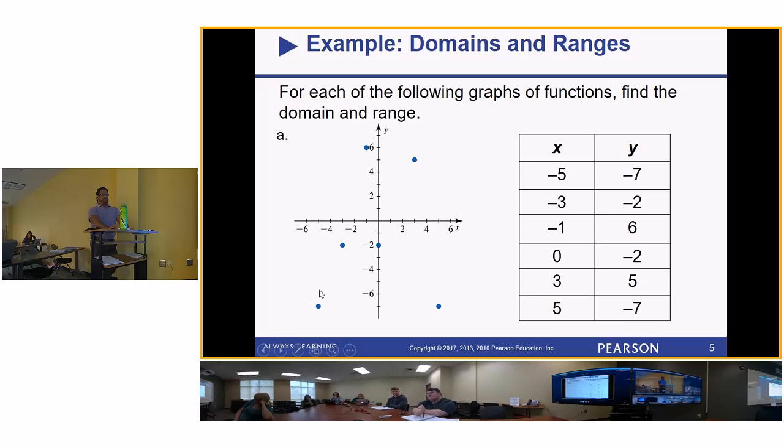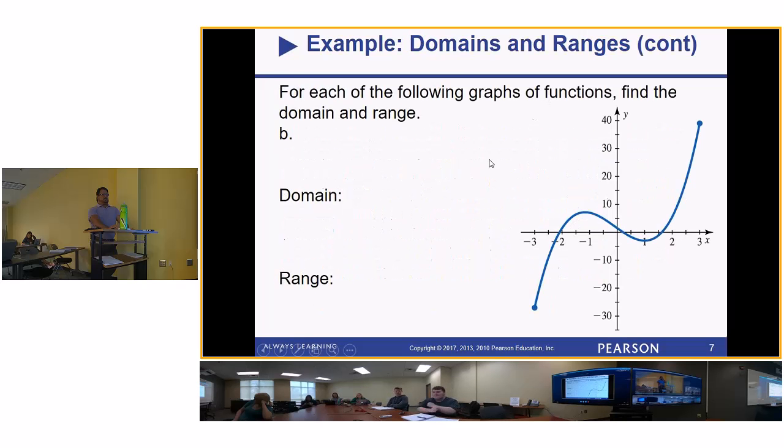But if it's not a curve, if you don't have a line between dots and dots, you have to list -5, -3, -1, 0, 3, and 5. That's the domain. The range is -7, -2, +5, +6. Your range would have four numbers: -7, -2, +5, and +6. So you wouldn't list all of these. You would just list those four numbers. Okay?